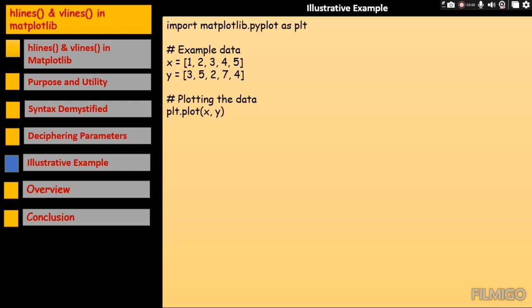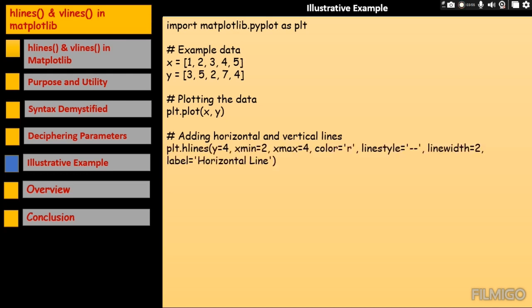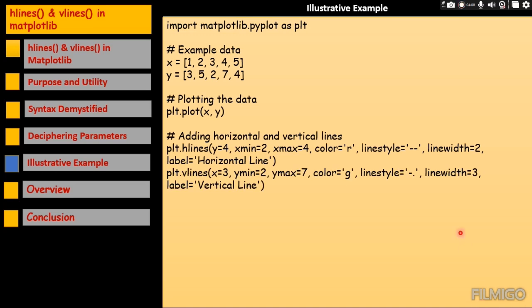Now adding horizontal and vertical lines using plt.hlines and plt.vlines functions. Using plt.hlines, y equals 4, xmin equals 2, xmax equals 4, color equals 'r', linestyle equals dashed, linewidth equals 2, label equals 'horizontal line'. plt.vlines, x equals 3, ymin equals 2, ymax equals 7, color equals 'g', linestyle equals dash-dot, linewidth equals 3, label equals 'vertical line'.